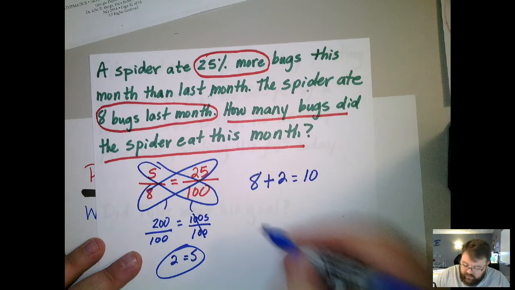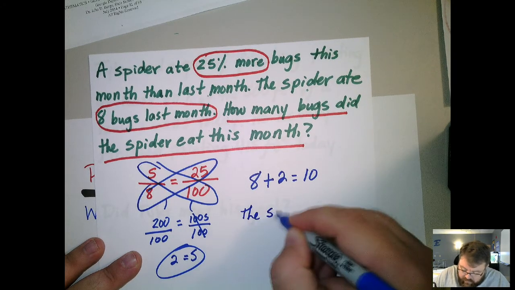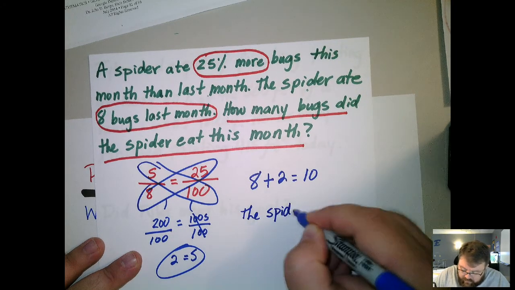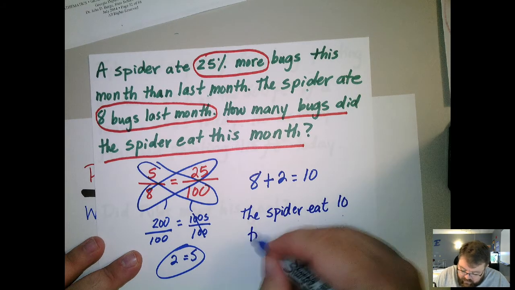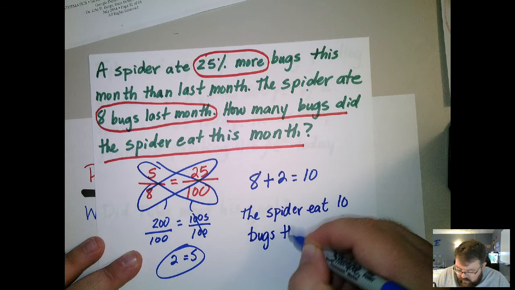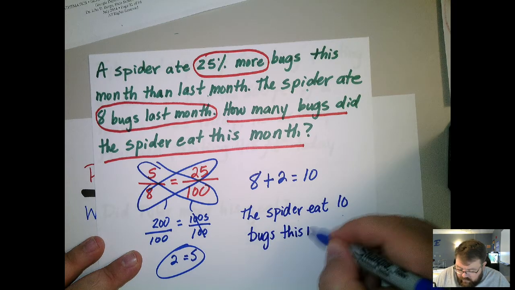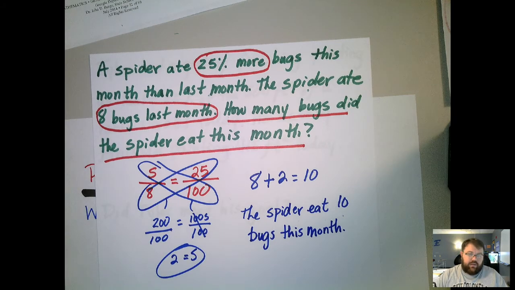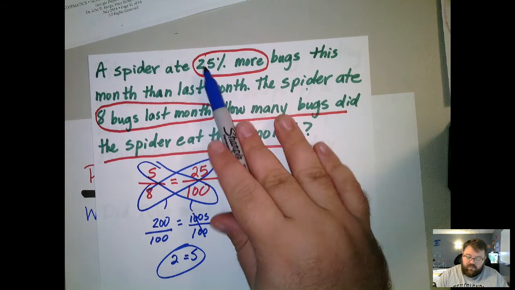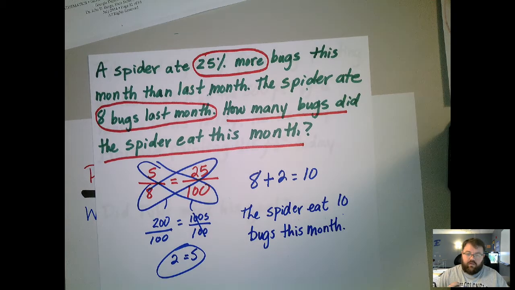Okay, so the spider ate 10 bugs this month. This is a very tricky question, but you had to pay attention to this idea of 25% more. So we had to add it to it.